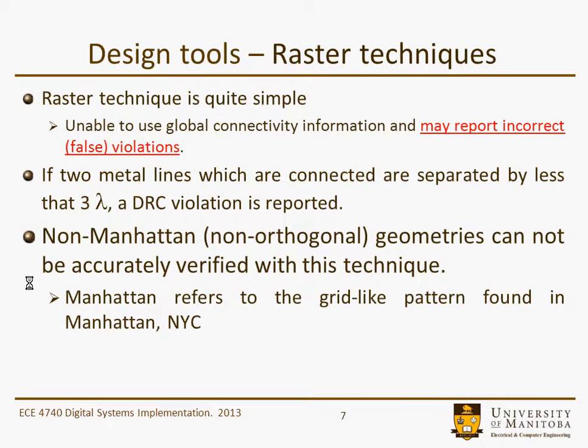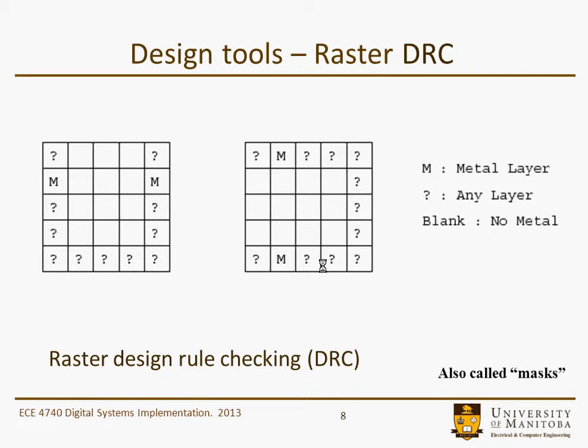Of course, it may report incorrect violations. If two metal wires are electrically connected, it may be possible that you could separate them less than 3 lambda, but a raster scan technique wouldn't pick that up. It's very good for Manhattan type geometries, and those are grid-like patterns that you might find in Manhattan, in fact, whereas non-Manhattan geometries are basically those that are non-orthogonal and a little bit more difficult to use a raster scan DRC on.